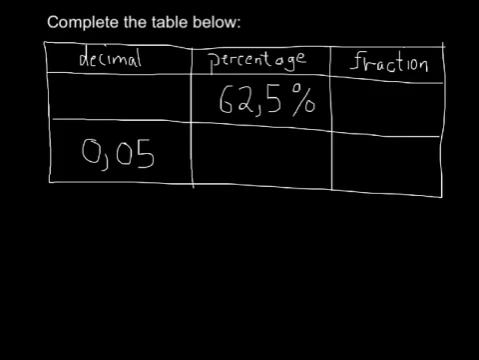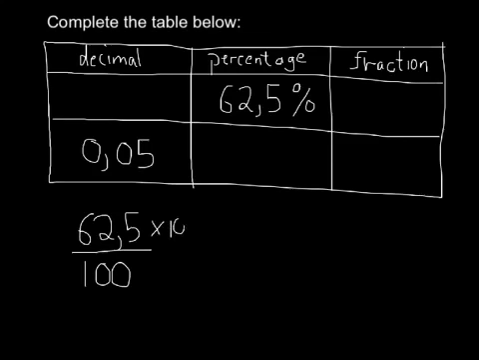I'm just going to write it below, but that actually means 62.5 over 100, because a percentage does mean over 100. Now that is a fraction, but we usually don't like to have any decimal points in a fraction, so what we're going to have to do is times the top by 10 to move that decimal point 1 to the right, and that means we have to times the bottom by 10 so that we keep it as an equivalent fraction, and that's just going to become 625 over 1,000.